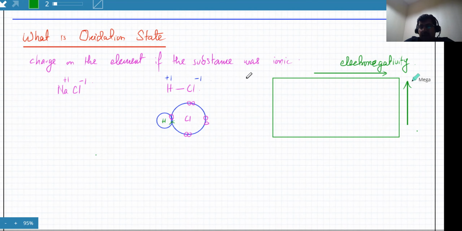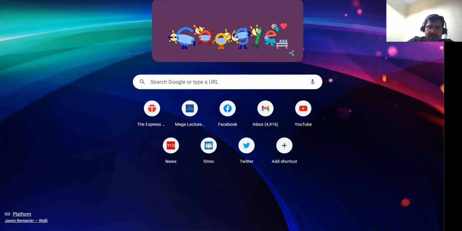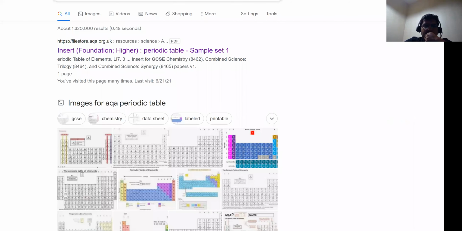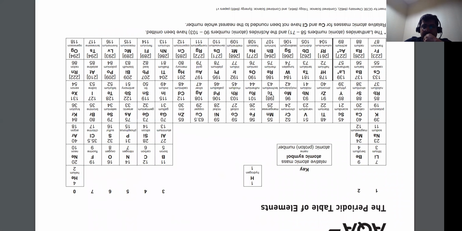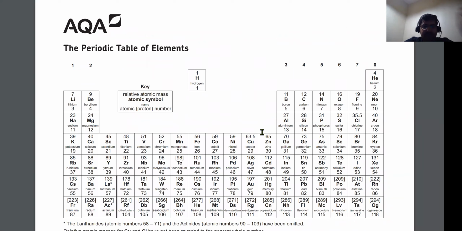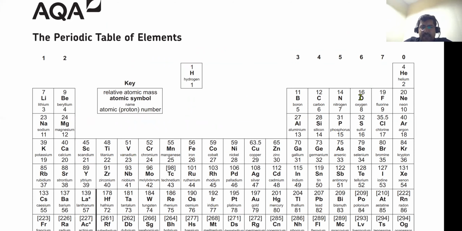I'm not going to go into a lot of detail about electronegativity, but I'll just give you an idea of why. I'm just going to open the AQA periodic table just to show you. So this is the periodic table. You move to the right, the tendency for an atom to gain electrons increases. Like fluorine is one of the most electronegative elements, whereas lithium, on the other hand, is not a very electronegative element. So why is that?